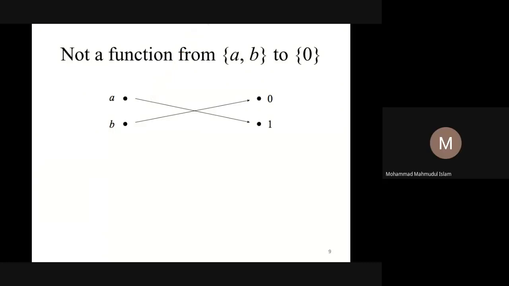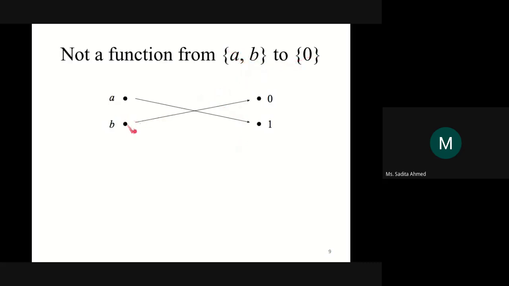One is not in the domain. I mean, one is not in the set. Not in the set, left. Yeah, one is not in the codomain, or the set on the right-hand side. Very good. Because this is not a function from the set that contains A, B to 0.